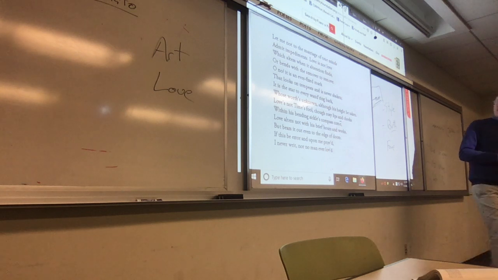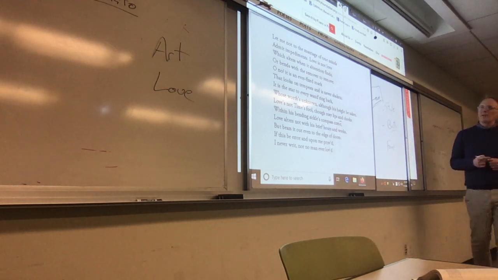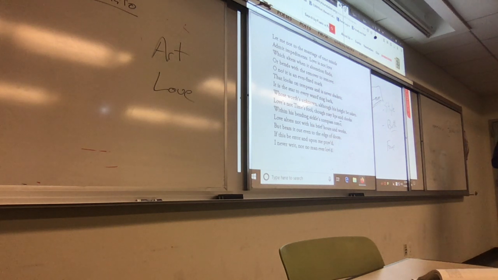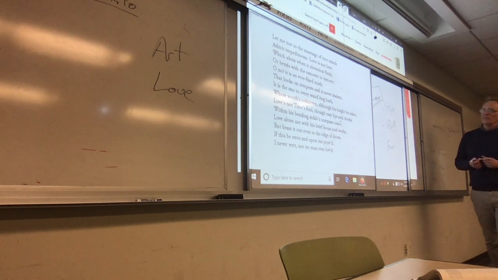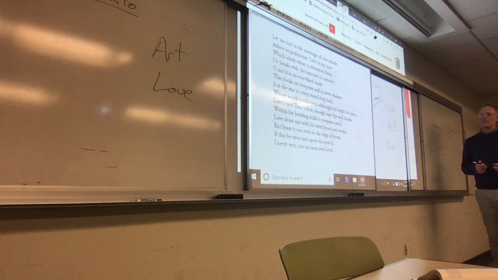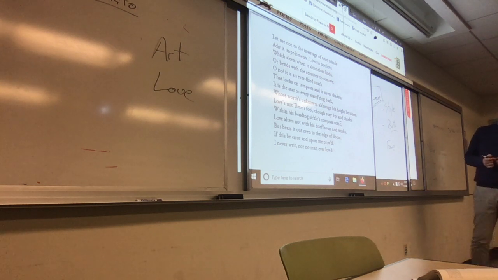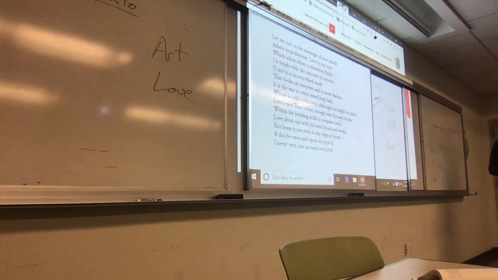Let me not to the marriage of true minds admit impediments. Love is not love, which alters when it alteration finds, or bends with the remover to remove. Oh no, it is an ever fixed mark that looks on tempests and is never shaken. It is the star to every wandering bark, whose worth's unknown, although his height be taken.